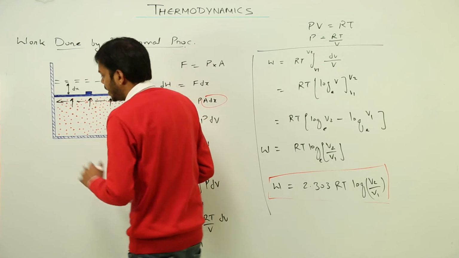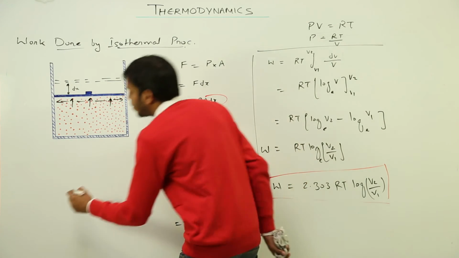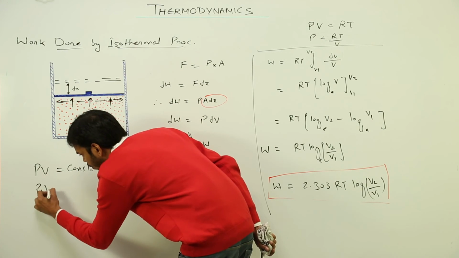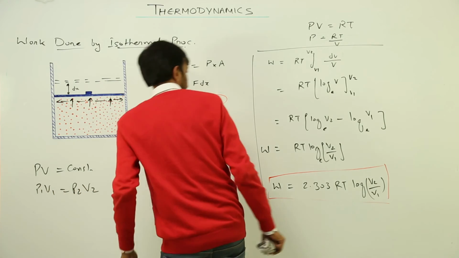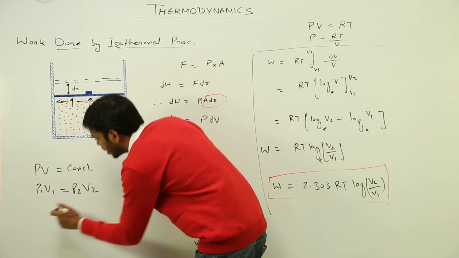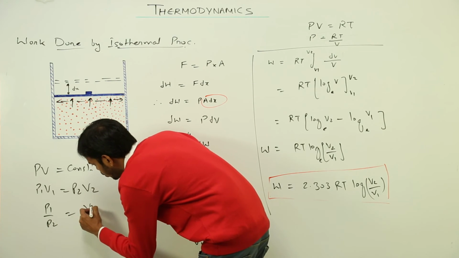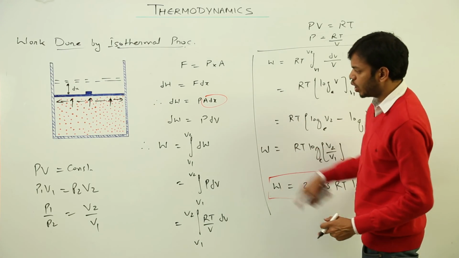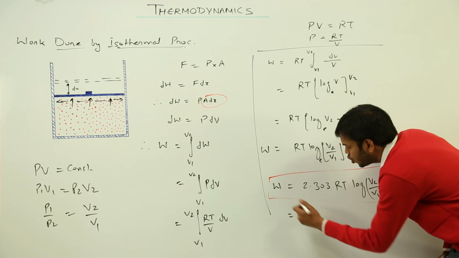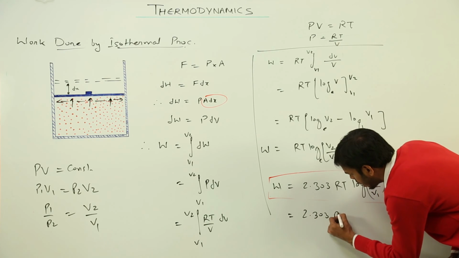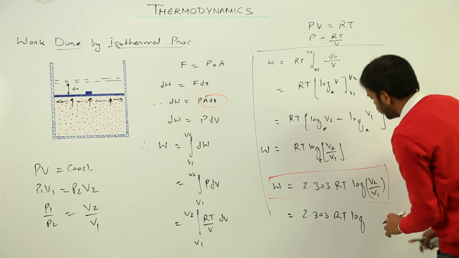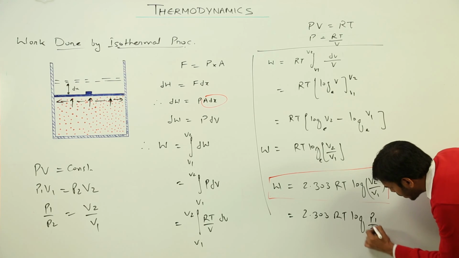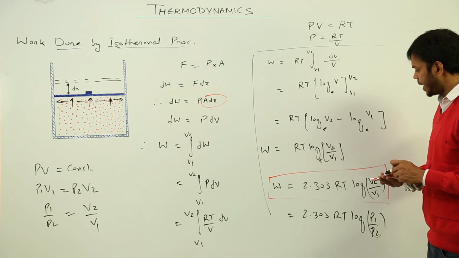We know that PV is equal to constant. That was the equation in an isothermal process. So PV is equal to constant. This means P1 V1 will be equal to P2 V2. I want V2 upon V1. So P1 over P2 will be equal to V2 upon V1. So instead of V2 upon V1, I can write this whole equation in terms of pressure. This will also be equal to 2.303 times RT log, instead of V2 upon V1, I am writing P1 upon P2. So this is my answer for work done in an isothermal process.